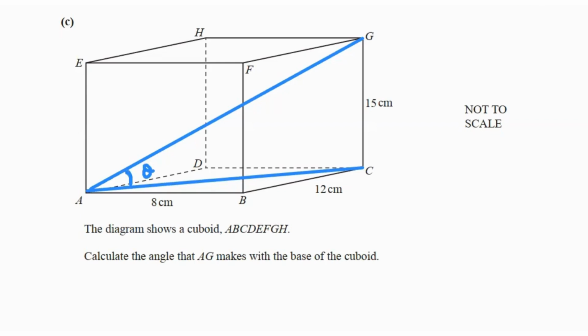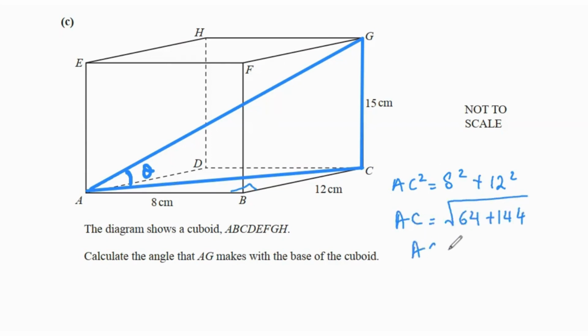So for that, we first need to find AC. This is our triangle. This is a right angle triangle over here because it's a cuboid and the base is a quadrilateral. So we can apply Pythagoras to find AC. AC square equals 8 square plus 12 square. AC equals the square root of 64 plus 144, and that equals 14.42 centimeters.